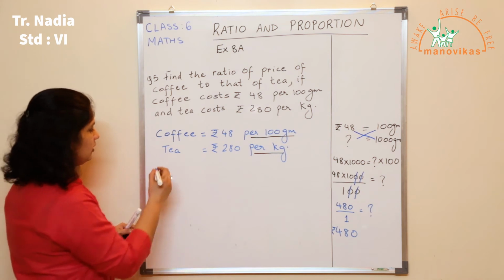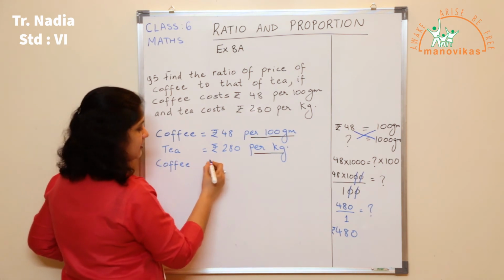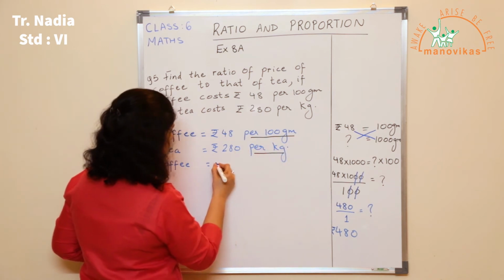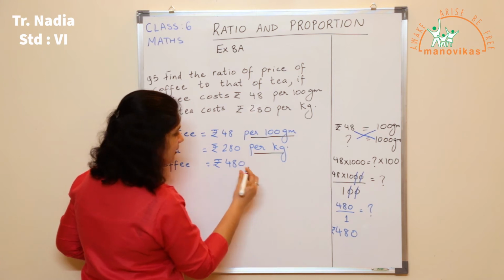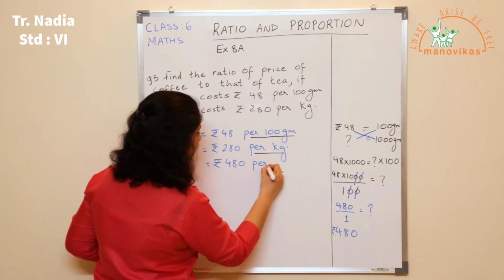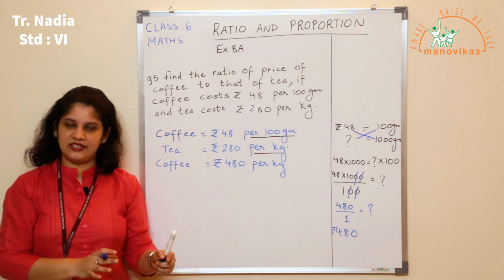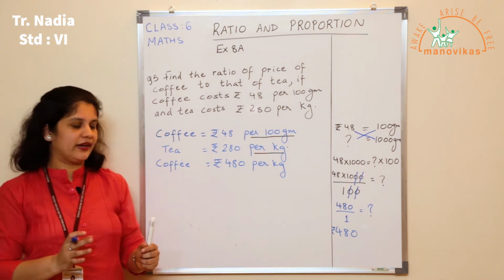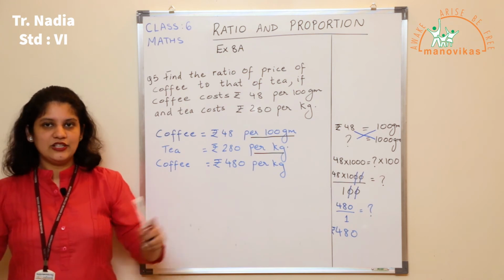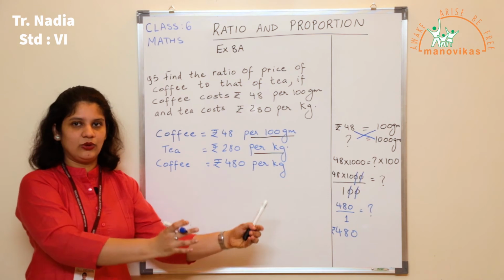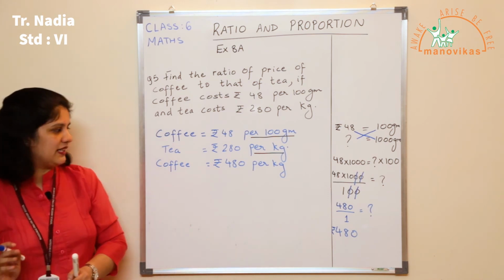So now I know the cost of coffee with respect to 1 kilogram. So I can say that it is rupees 480 per kilogram. Alright, so now I know the price of tea with respect to 1 kilogram and I know the price of coffee also with respect to 1 kilogram. So the quantities are equal. I have an equal quantity of coffee and tea. And now I can compare the prices.